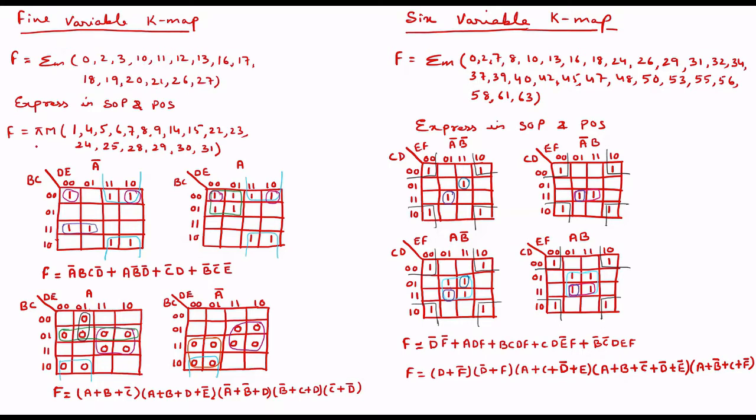Okay, so you can see I have taken f equals pi of M, and the numbers which are missing in this group I have taken in that group. So this is my summation of minterm equation, and this is my pi of M maxterm equation, right? Now I need to implement this in a 5 variable K-map.